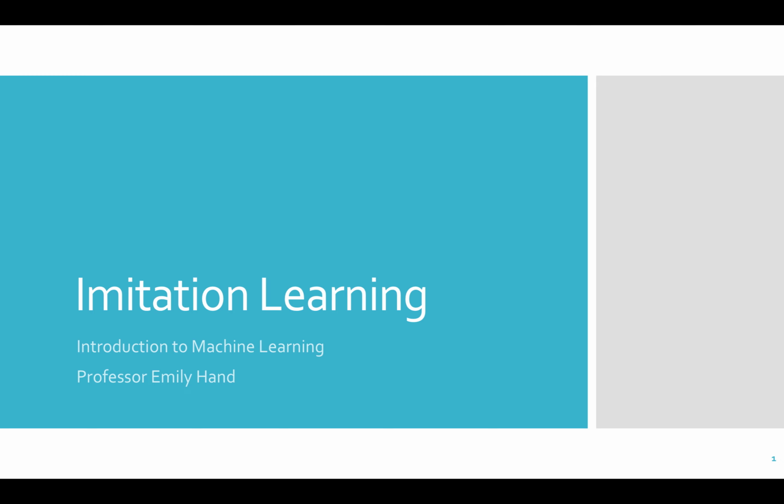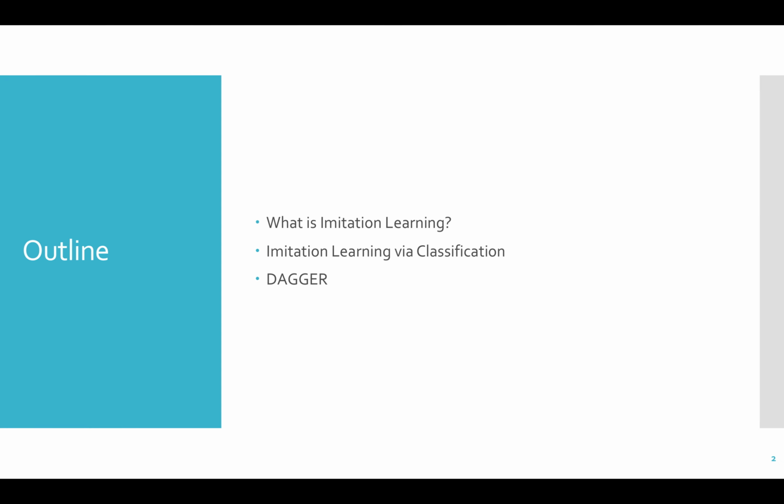Welcome back to machine learning. This video is going to cover imitation learning. First, we're going to talk about what imitation learning is. We're going to talk about an algorithm for imitation learning using classification, and then we're going to talk about the DAgger algorithm.